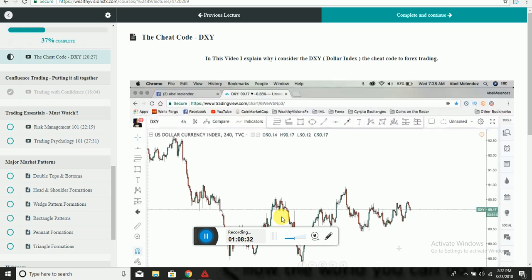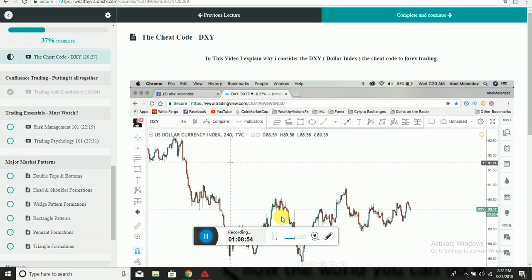What's going on, everybody? It's Abel here with another video. In this video, this is the cheat code. Okay, guys? This video right here is what I like to call the cheat code. It's going to be based off the dollar index. Wait, what is it? The dollar index. And the reason why I call it a cheat code is for that reason.